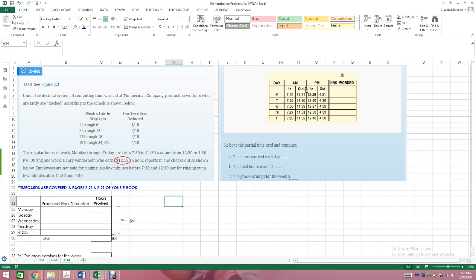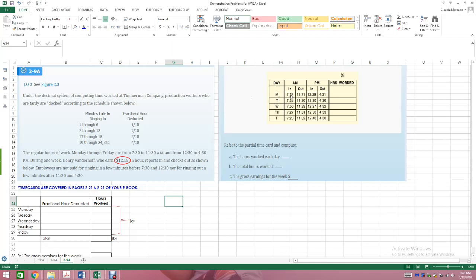Now we are given a time card, showing what time they clocked in, clocked out, clocked in, and clocked out per day. We have to figure out the hours worked each day. How many hours did this employee, Henry, work on Monday, Tuesday, Wednesday, Thursday, and Friday? After we calculate the daily hours worked, we can calculate the total hours worked for the week, and then we can calculate the gross earnings for the week. So let's start with Monday.